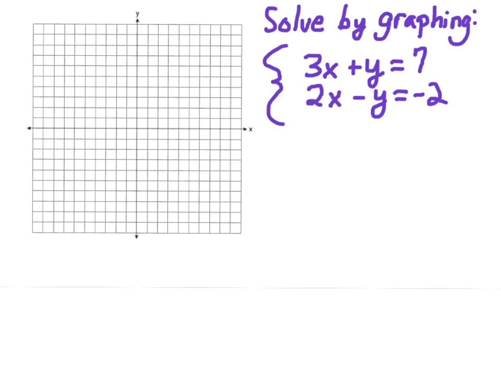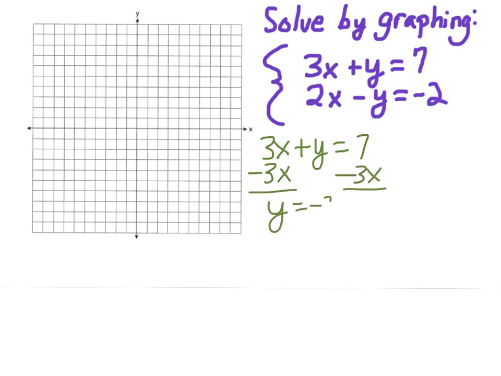I am going to look at 3x plus y equals 7, and I'm going to subtract 3x from both sides, and that'll be y equals -3x plus 7. So my y-intercept is (0, 7), and I've got a slope of -3/1. Let me go ahead and graph that.